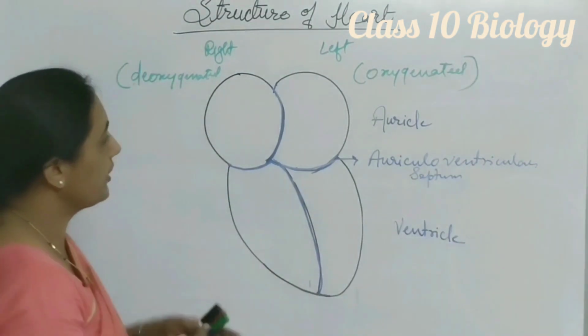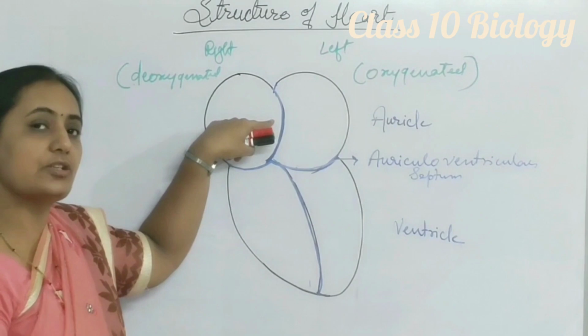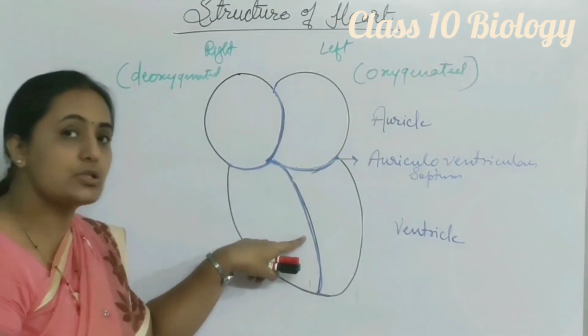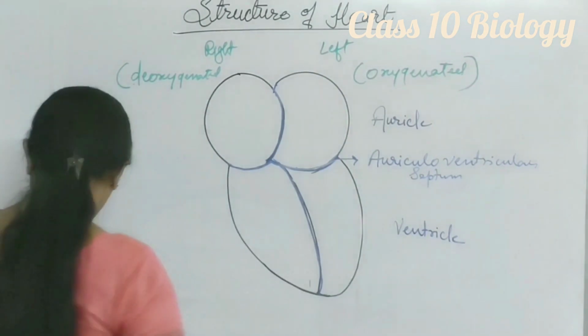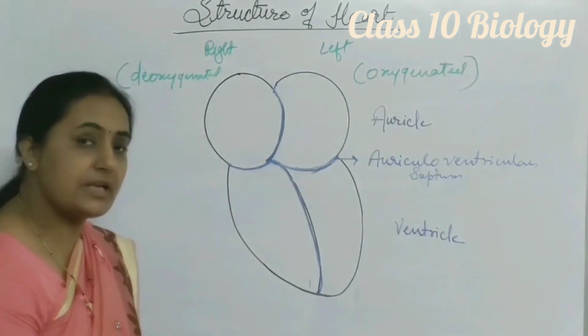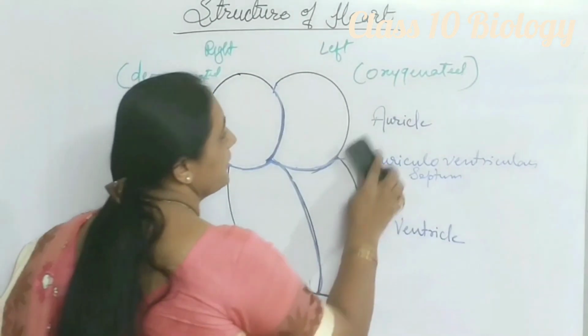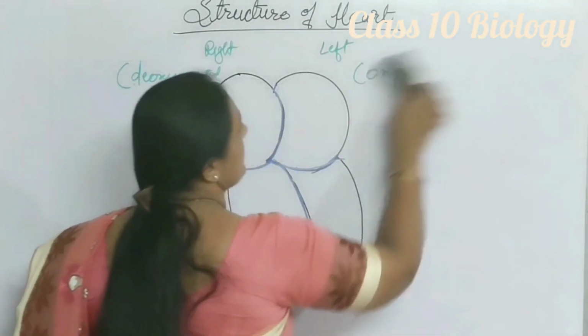And in between the two auricles also a septum is there. This is the interauricular septum, and in between the ventricles also a septum is there. That is called the interventricular septum. In this way, with the help of septa, the heart is divided into 4 chambers.